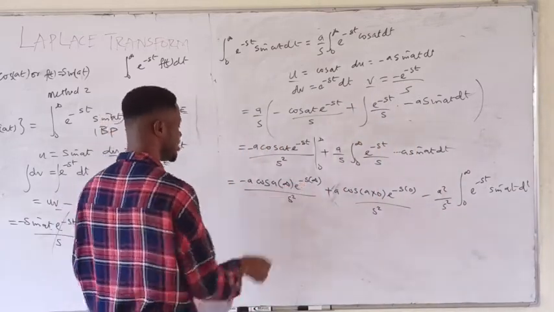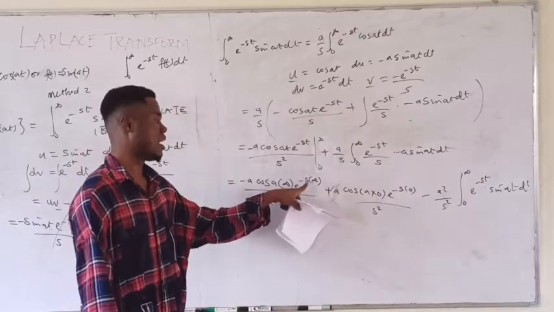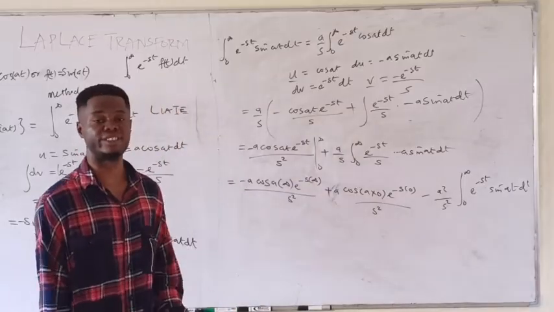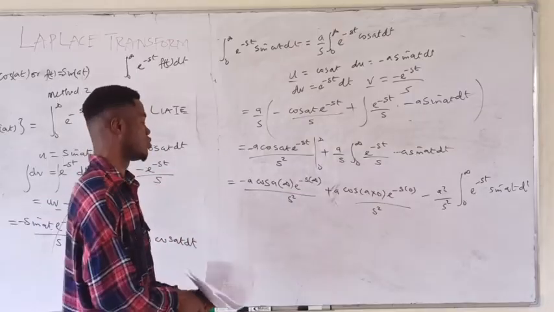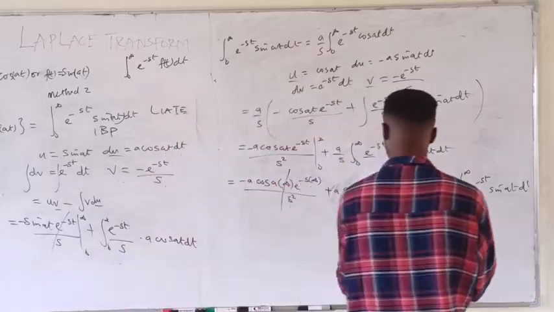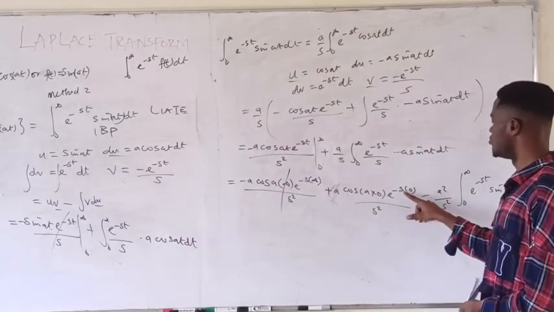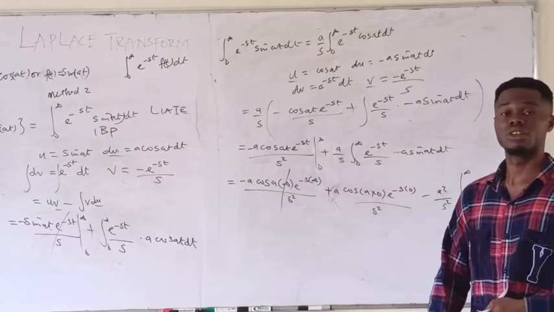I know that this is going to be this one because of exponential of minus infinity. S times infinity is going to give me infinity, so exponential of minus infinity is going to give me 0. So this goes to 0. Now, on this other hand, exponential of 0 gives me 1. Cosine of 0 gives me 1.